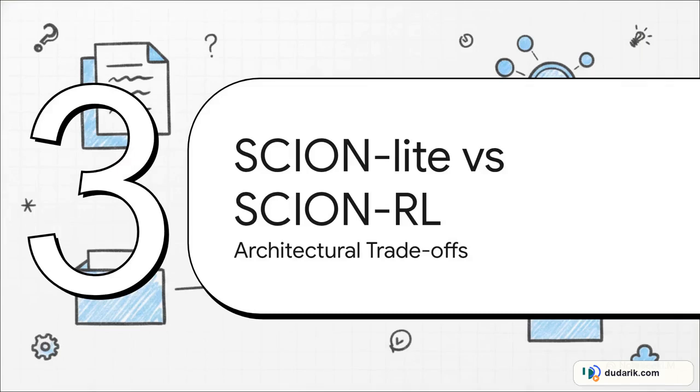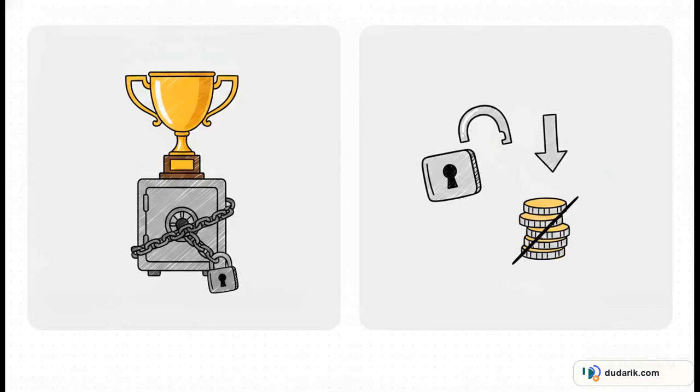Let's transition to Section 5, SCION Lite versus SCION RL. It's time to talk about architectural trade-offs. So, you've got a choice to make based on your infrastructure. On one hand, we have SCION Lite. This variant achieves the absolute highest F1 score across the board, totally beating out LLM-only approaches and Text-2 on-top baselines. But it does rely heavily on higher-capacity proprietary LLMs for candidate space construction.